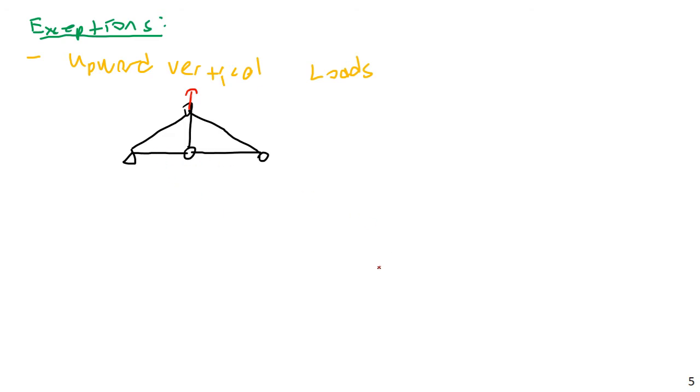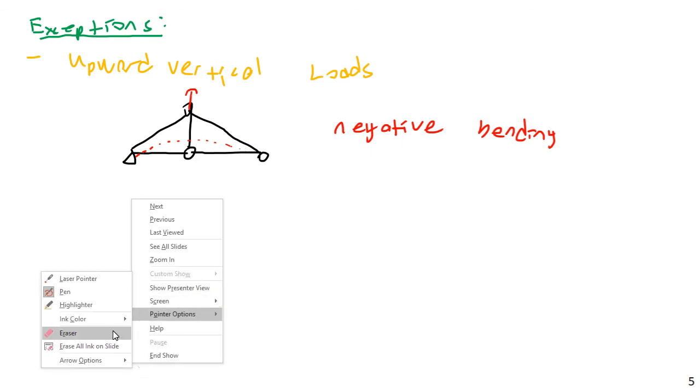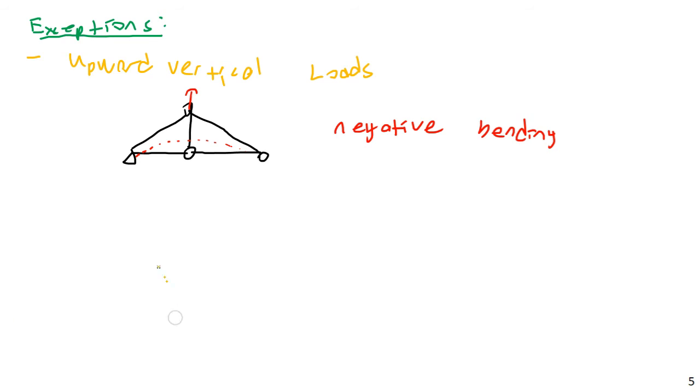these members are going to end up compressed together. So in this case, the top chord would be in tension, and the bottom chord would be in compression. This would be negative bending. I would have a deflected shape like this. Another case, that's kind of a rare case, that's the exact opposite of the previous one. That really doesn't happen. What does happen, or what can happen, fairly common, is cantilevers.